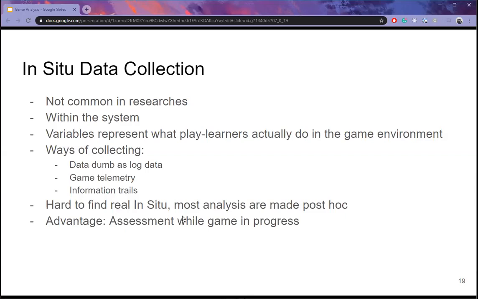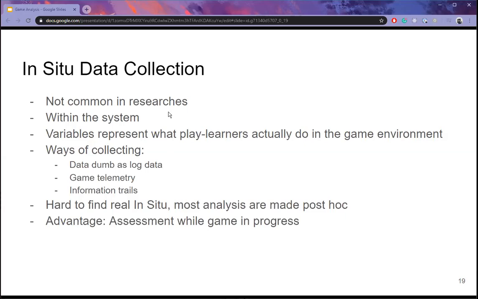So there are ways of collecting data. There is in-situ data collection, which is not very common among researchers because it's harder to implement and it has to be planned before and while you program the game, because it uses data within the system. So the data is collected while you are playing the game. Some variables represent what play learners actually do in the game environment. And ways to collect include data dumps as log data, game telemetry, which Håkon talked about, and there are also information trails.